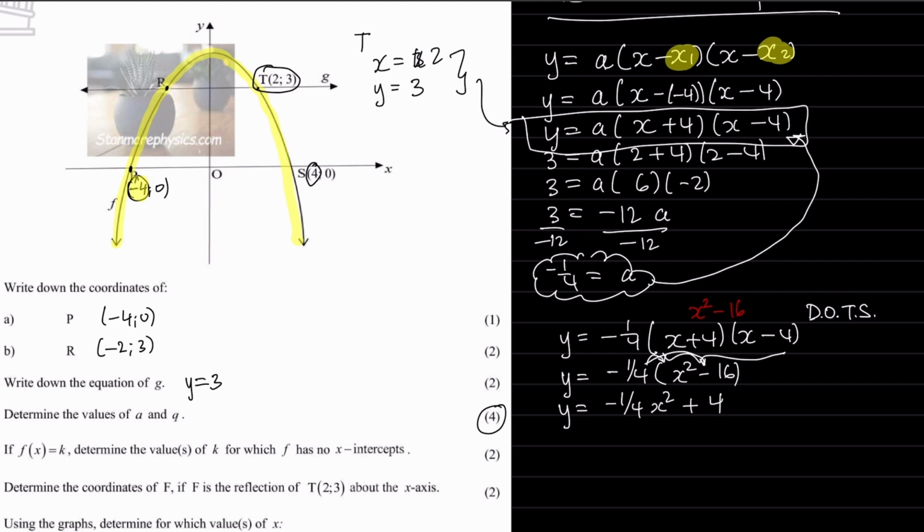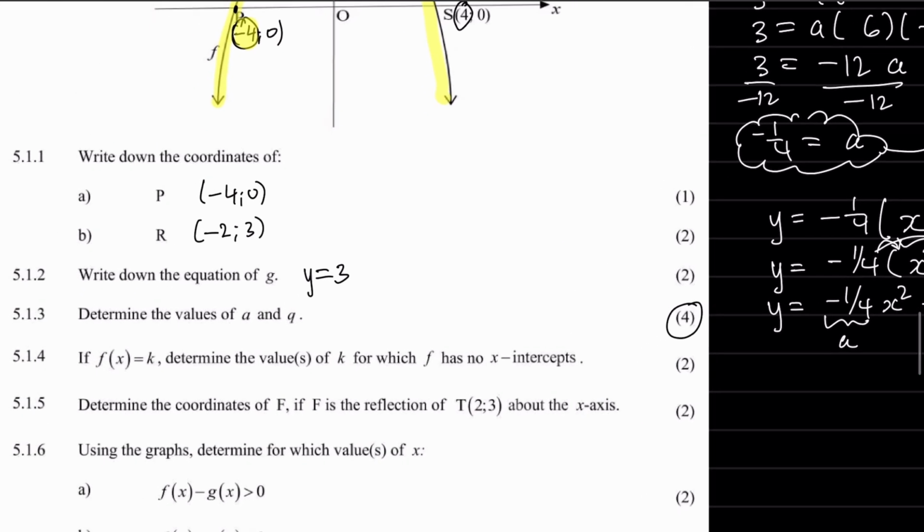And that's my equation. This here is my a value. This here is my q value. Right? And this q value, this one here, is actually the y-intercept. So right here at the top, that's 4.